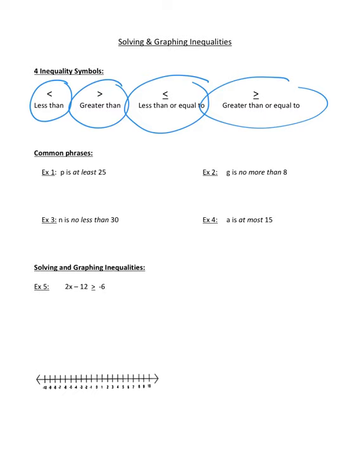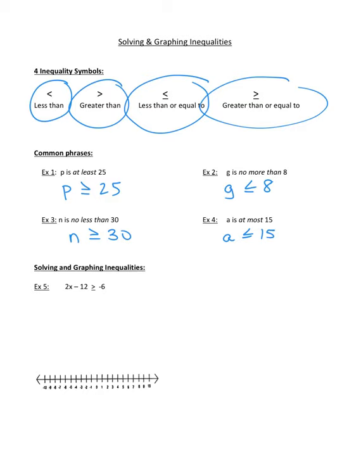So some common inequality phrases that you'll see are, P is at least 25. So that would look like this: P is greater than or equal to 25. Okay, and you could pause the video and see if you can translate each of the following up through example 4. G is no more than 8 would be G is less than or equal to 8. Example 3, N is no less than 30. N is greater than or equal to 30. And example 4, A is at most 15. A is less than or equal to 15.